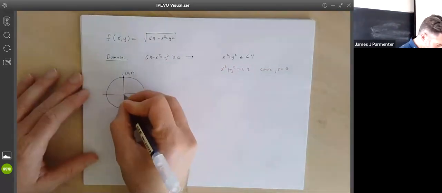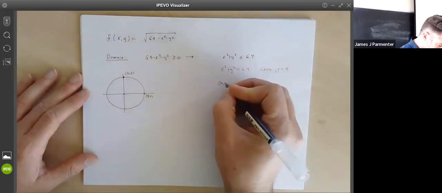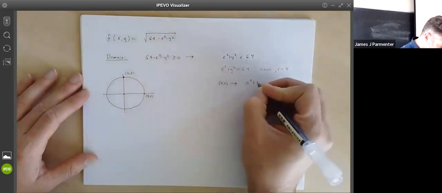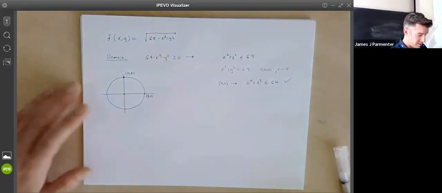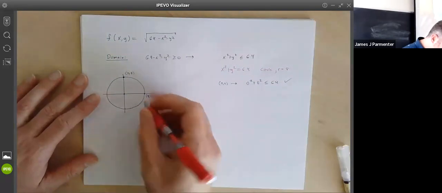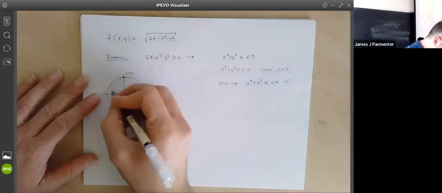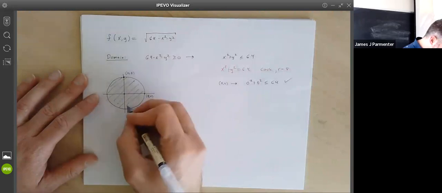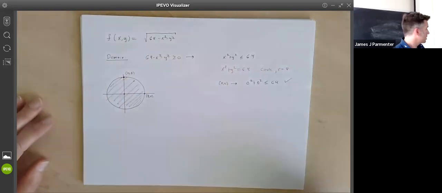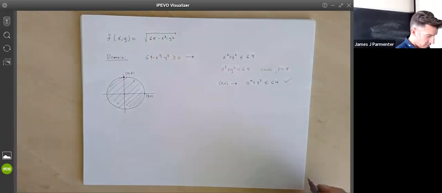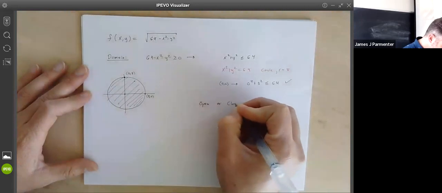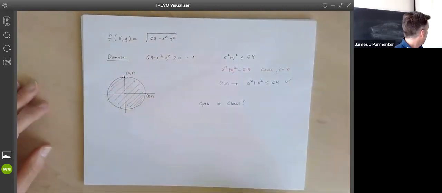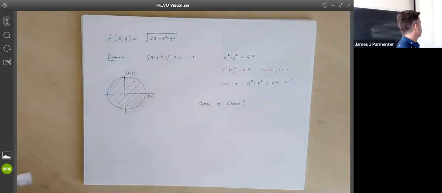So then we should label the inside and the outside. I'm going to pick a point like the origin, and I see that the origin definitely satisfies the inequality. 0 squared plus 0 squared is less than or equal to 64. So I definitely want everything inside of this circle, including the boundary. So two things. First, is this open or closed? Well, we think it's closed.